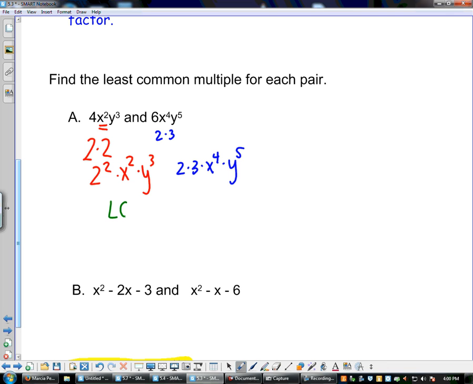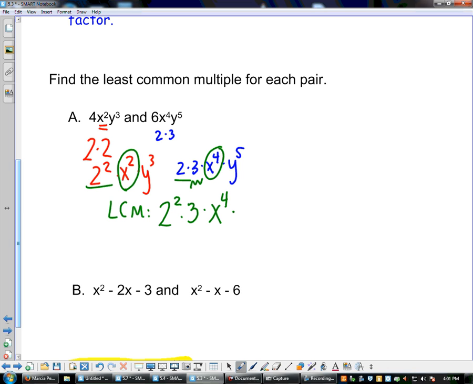So for my least common multiple, I'm going to start off with 2. I have 2 to the 2nd and 2 to the 1st, so I have to use the highest power of that. So this will be 2 to the 2nd. Next, I have a 3 in this one. That's the only one I see, so times 3. For x, I had x to the second and x to the fourth. Using the highest power there, this will be x to the fourth.